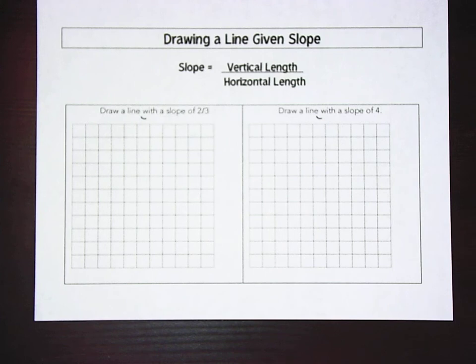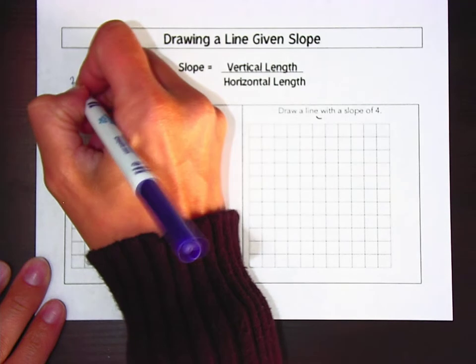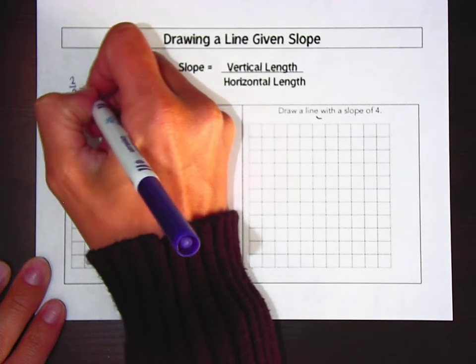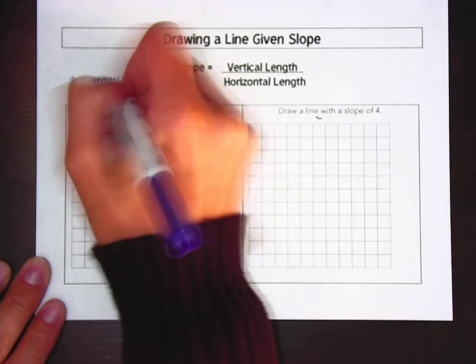Let's take a look at how we can draw a line when we are given a particular slope. So again, to review, we know to calculate the slope of a line, this is our vertical length divided by our horizontal length. So when we take a look at our first example, we're being asked to draw a line with a slope of 2 over 3. So I know that 2 over 3 is representing that vertical length over the horizontal length.